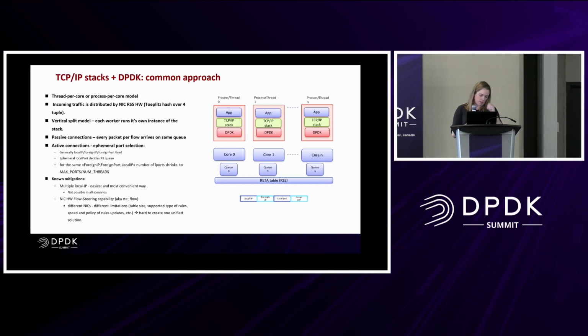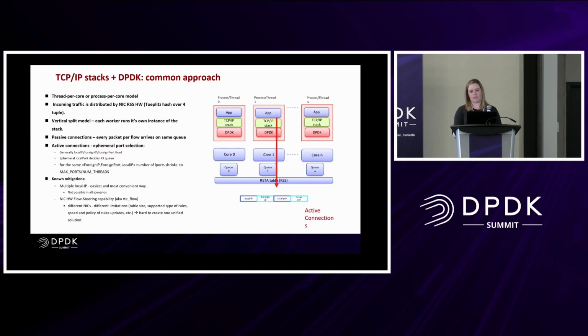To work around this, there are ways to work around it, such as having multiple local IPs, but that's not always possible. You can also use hardware offloads, like NIC flow. But again, that's quite specific, and you can't generalize that to all PCs.